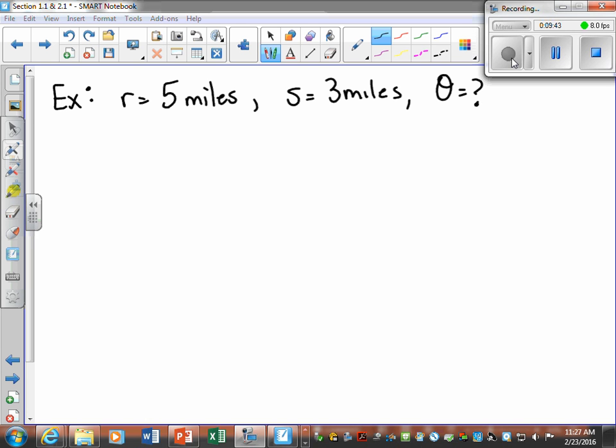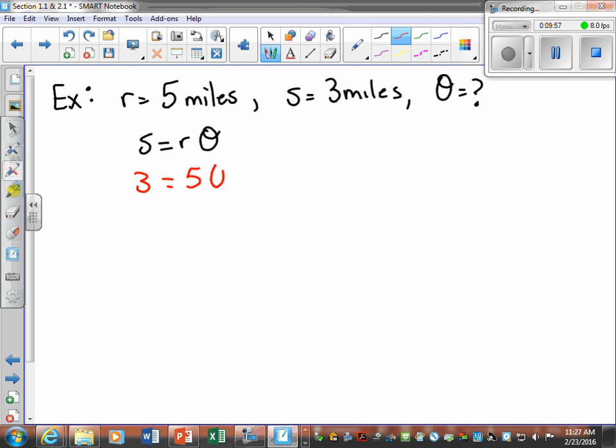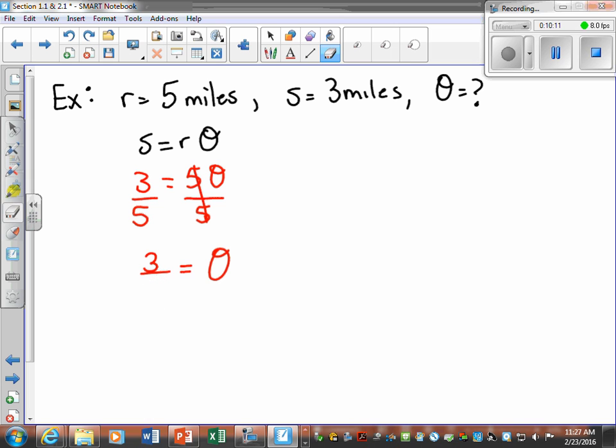Okay, we'll do this one more time. This time we're given the radius, we're given the arc length, and we want to know angle theta. Okay, so let's plug in all our given information. So S is going to be 3. R is 5. Theta is what we're looking for. Now we want to treat theta as a variable, so if I want to get theta by itself, I would simply divide both sides by 5. And 3/5 is equal to theta, which if I wrote 3/5 as a decimal, it's going to be approximately 0.6 radians.